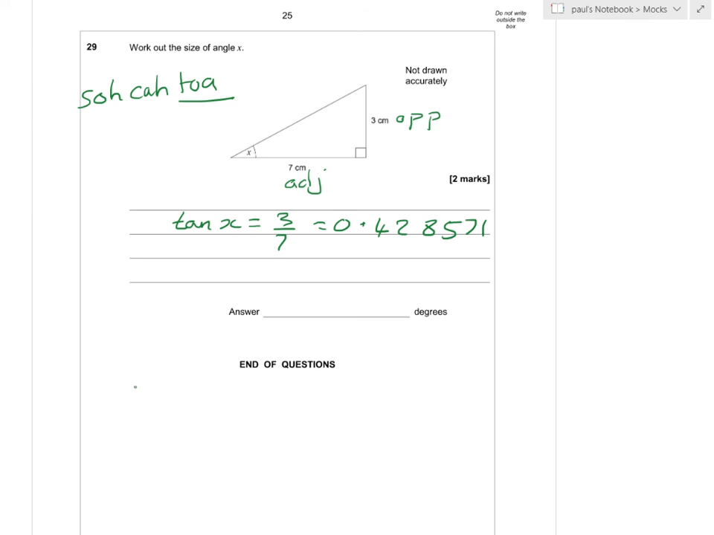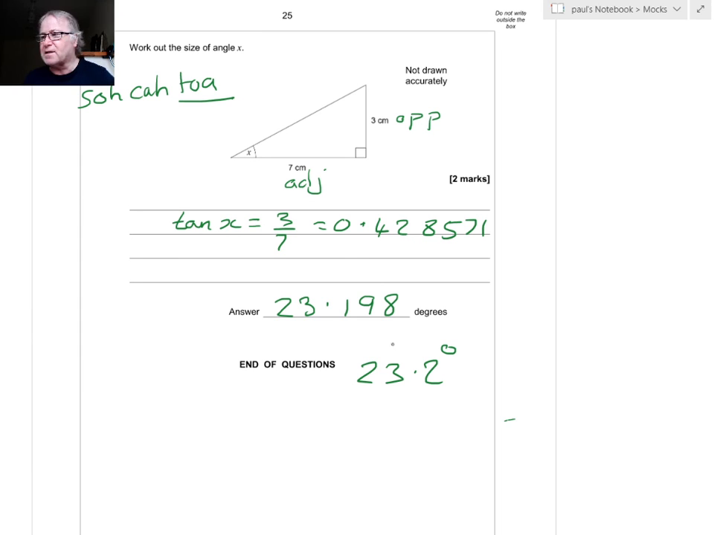So we're going to go shift tan 0.4285571 equals 23.198 degrees. Yeah. What could I call that? 23.2? Yeah, 23.2 degrees. Okay, that's the end of the questions.